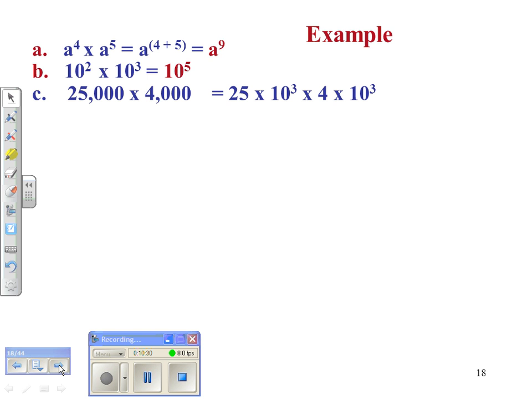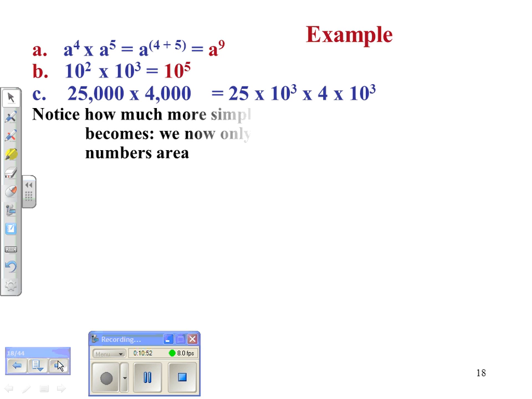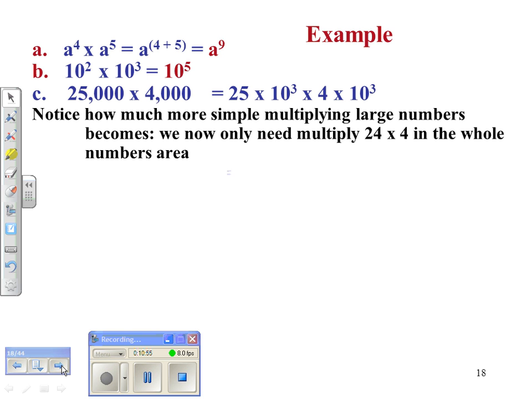Now look at C, and I want you to realize that this is simplifying the math for you. If you look at this as 25K something times 4K something, you've got 25 times 10 to the 3rd times 4 times 10 to the 3rd. So if we just regroup these so we have the whole numbers together and the powers of 10 together, we now have a nice simple 25 times 4, which we all know is 100, and 10 to the 3rd times 10 to the 3rd, we have 10 to the 6th. So we have 100 times 10 to the 6th.